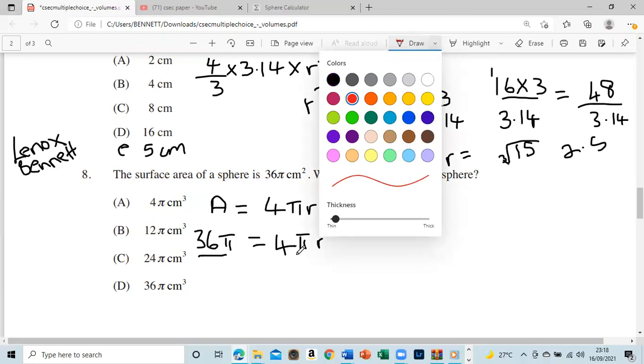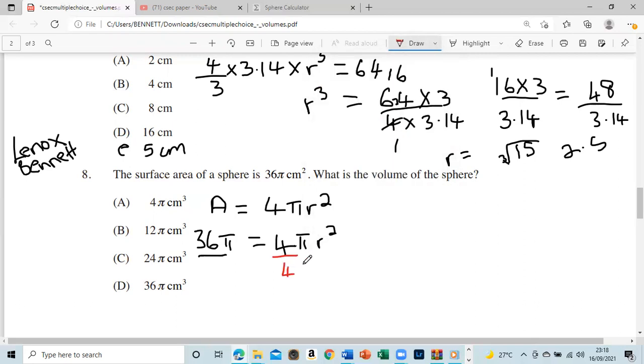So guys, we'll divide by 4 pi first. This is done, this is done. So the pi goes out. 36 divided by 4 is 9, and that equals r squared. Then we just find the square root of this. So r will be 3. Guys, you can work this out at the top.